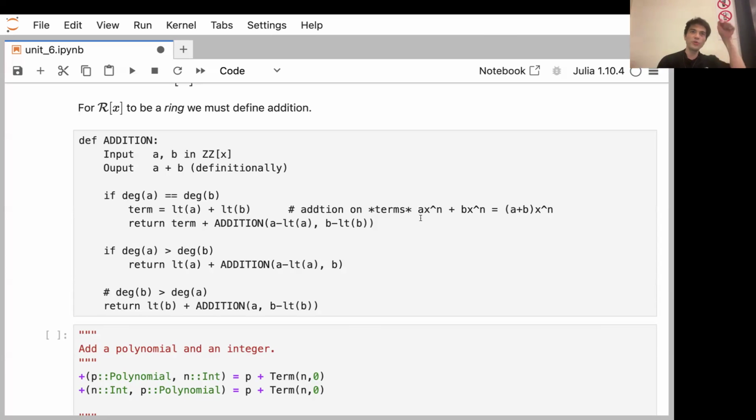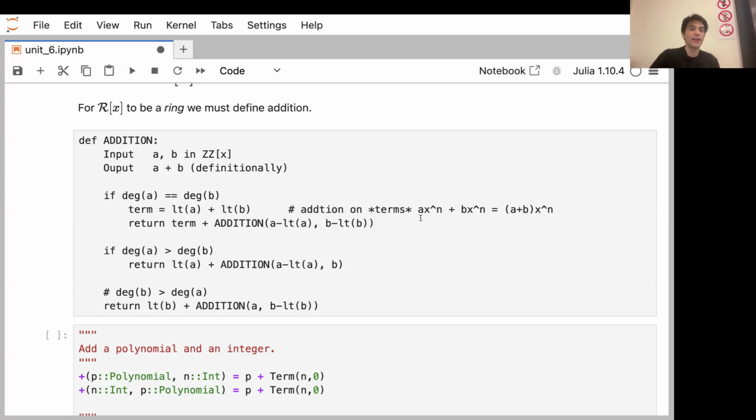So I'm saying, you give me 2 input polynomials that have integer coefficients, and I'm going to output a plus b definitionally. Do you understand what that means? You can't verify this. I'm saying this is the definition of addition for polynomials, right? And then we could, after this, try and prove that this is closed and has all the properties that it needs. We won't, but we can if we want.